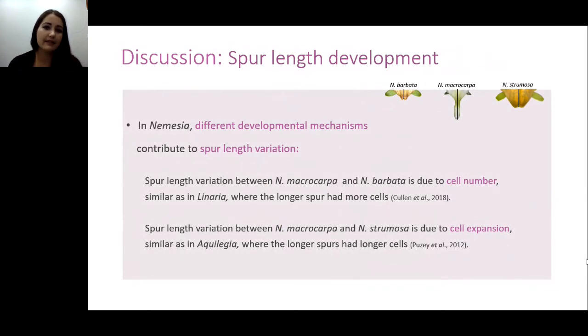And this brings us to the discussion of spur length development in Nemesia. In Nemesia, different developmental mechanisms contribute to spur length variation, with the spur length between macrocarpa and barbata being different due to cell number, similar as in Linaria, where the longest spur had more cells. Then if we look at cell length, spur length variation between macrocarpa and thrombosa, we can see that the spur length variation is due to cell expansion, similar as in Aquilegia, where the longest spurs had more elongated cells.